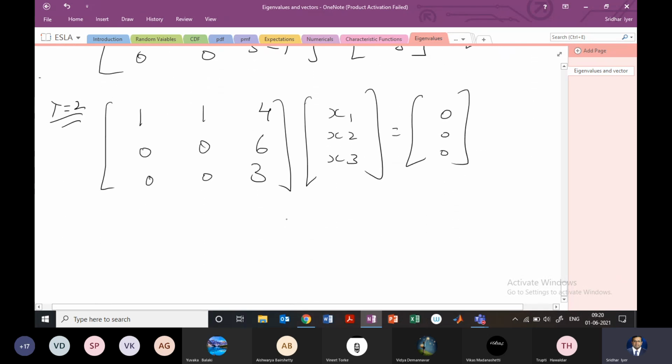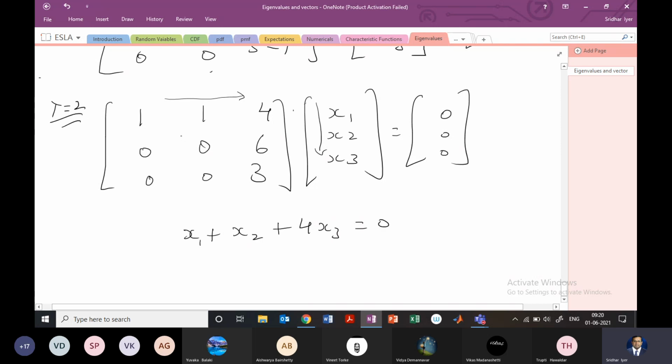Now we multiply. This is how we multiply. You take this row and multiply it with this column. Then you take the second row, multiply with the column, and so on. So we'll get three equations. What is the first equation we get? We get 1 into x1, which is x1, plus 1 into x2, which is x2, plus 4 into x3, which is 4x3, that is equal to 0.